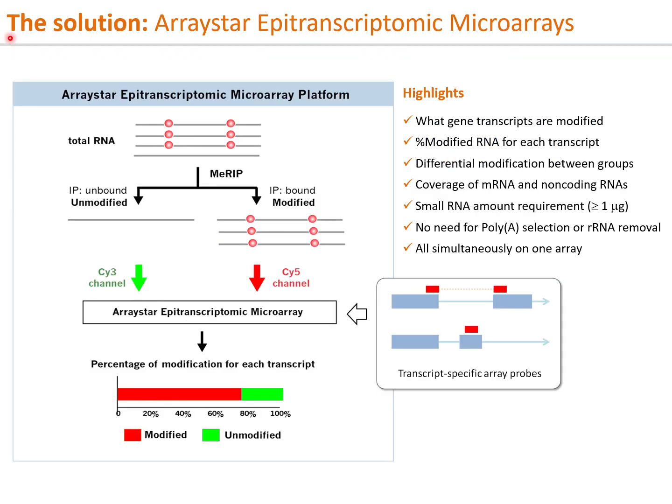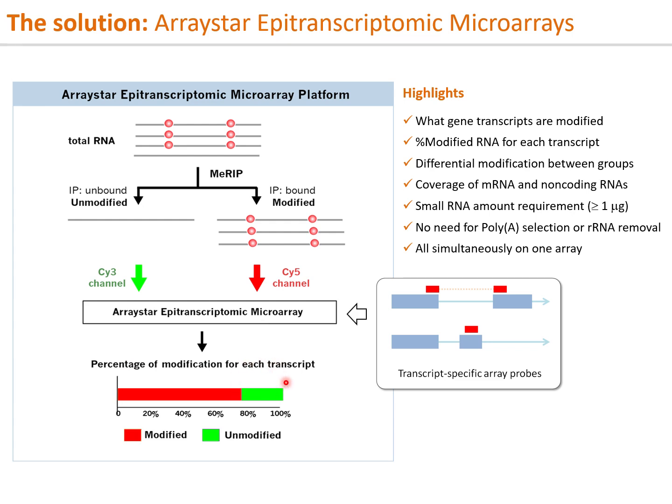The much better solution to these challenges is epitranscriptomic microarrays. In a typical workflow, the M6A immunoprecipitated RNA fraction is labeled with Cy5, red color, whereas unbound, unmodified RNA fraction is labeled with green Cy3 color. Both fractions are mixed together and hybridized with the same microarray. The intensities in the two color channels can accurately calculate not only the abundance of the modified RNA, but also the percentage of RNA modification.